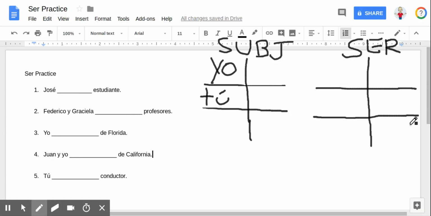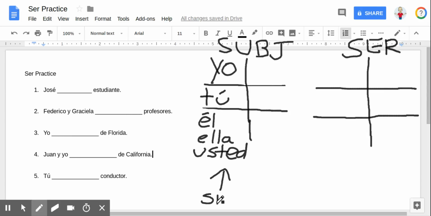The bottom left box, we've got three different words. The first one's going to be él, which means he. Then we'll have ella, which is she. Then we'll have usted, which is you formal. And remember that these words on this side of the chart are all singular, meaning they only refer to one person. Let's go to the right-hand side of the chart.